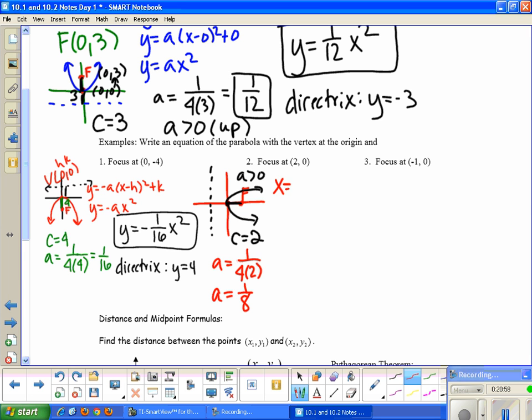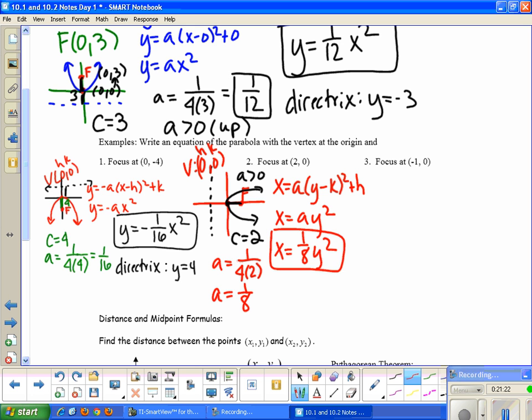Since my graph's opening to the right, it's x equals A times (y minus k) squared plus h. Now, we said our vertex is (0, 0), so this is still h and k, so really it's x equals A y squared. And we just said our A value was equal to 1/8. So this would be the equation.